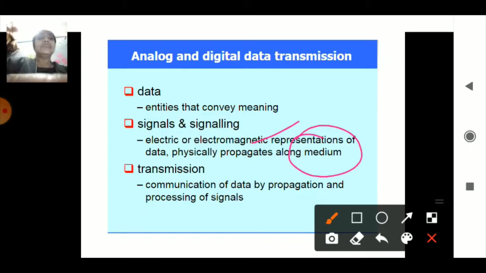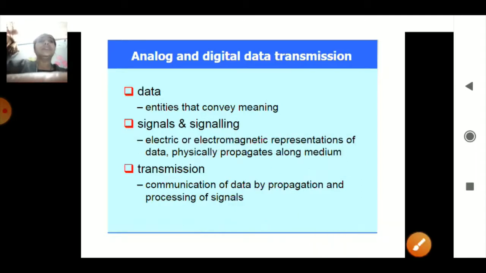And in the transmission part, the communication of the data is by propagation and processing of signals. Propagation is nothing but, at each and every level when the data is being communicated, it should propagate to each other. There should be communication between each other, and it should process the signal so that the other signal doesn't get disturbed. That is said to be the transmission part.